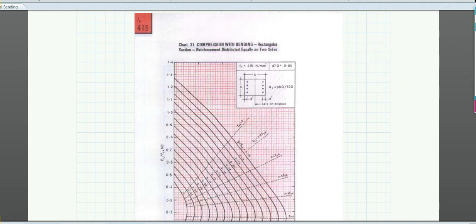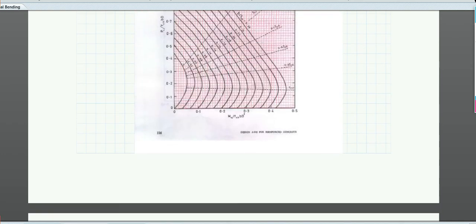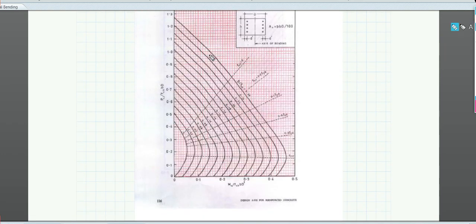Now here you can see, just look at it, it is similar. Pu by fck bd this side, and Mu by fck bd square this side, and these are different graphs and these are different e values. Okay, for different e values we have these graphs. So these graphs are represented by nothing but p by fck. What is p? This is the percentage of steel, and this is the grade of concrete.